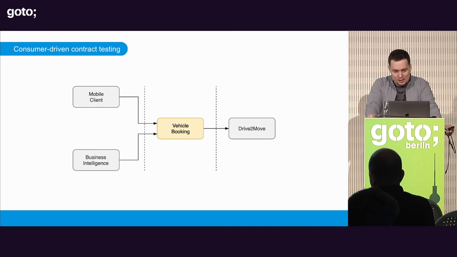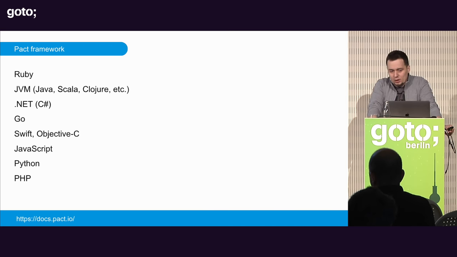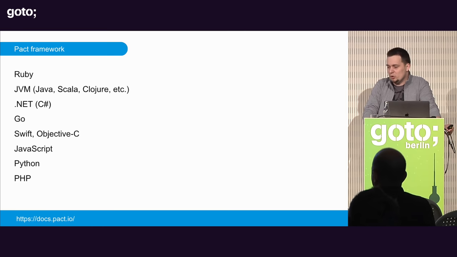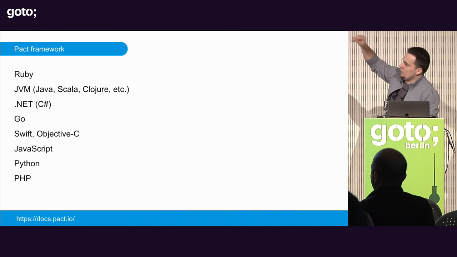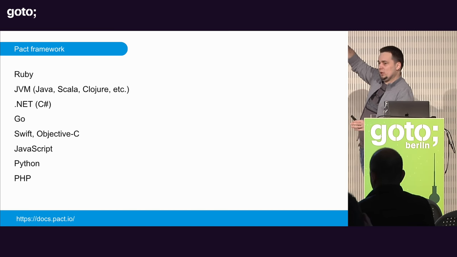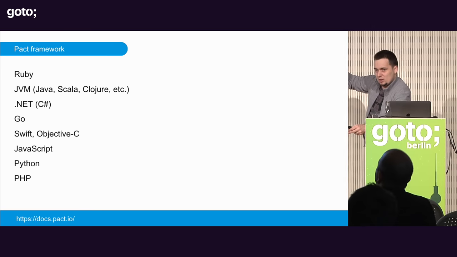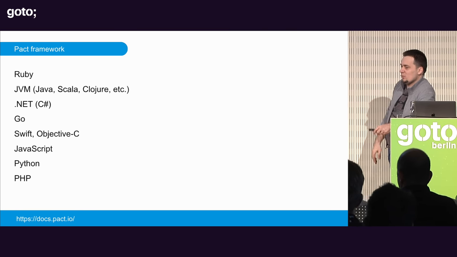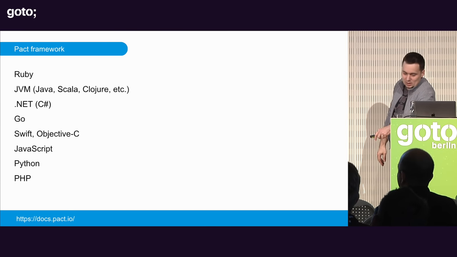To do the contract testing, we are using the PACT framework. PACT framework is a specification of contracts and also has implementations for various languages. These are the languages and frameworks that are supported: Ruby, JVM, Go, etc. If your favorite language is not here, there are still possibilities for how to use it. There are some tools, and you have to do some JSON writing yourself, but that's more or less it.